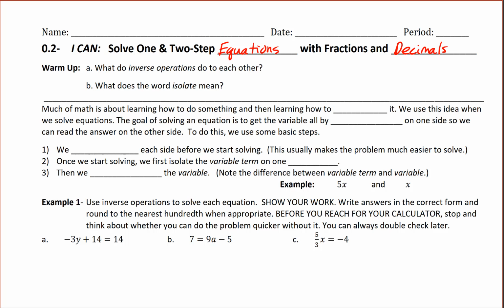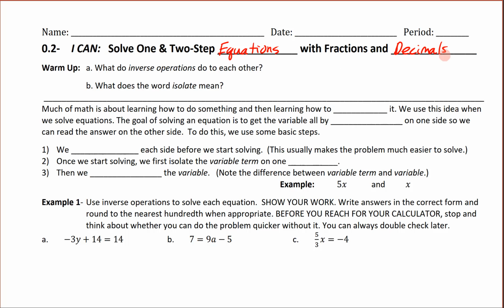We're now ready to really get going on our equation review. This is the second section of the I can statement: I can solve one and two step equations with fractions and decimals. So go ahead and write equations right there and decimals right there. Remember, we're going to be solving these equations and we may have fractions as part of the problem, part of the answer. We may have decimals as part of the problem or part of the answer.